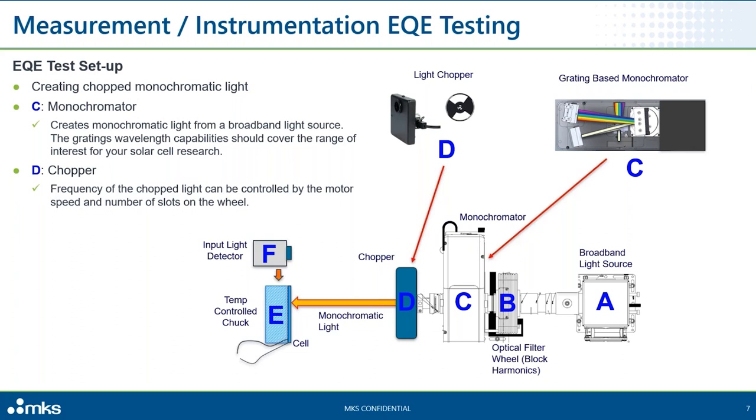Another thing that you can use, which also helps with detecting very small signals, is a chopper. This chopper is controlled. The wheel of the chopper can have many different slots in the wheel itself, and we control the motor speed so that we basically control the frequency of that chopped light coming through. So if we go to the next slide.